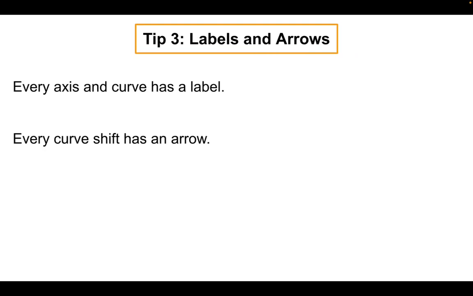Tip number 3 deals with labels and arrows. Every axis, every curve should have a label, and every curve shift should have an arrow. This is very, very important. I always tell students that I would rather you miss points because you don't know which way the curve shifts, as opposed to you forgot the arrow. We don't want to lose points on a free response question for very silly errors that could have been easily corrected. So make sure every axis and every curve has a label, and every curve shift has an arrow.